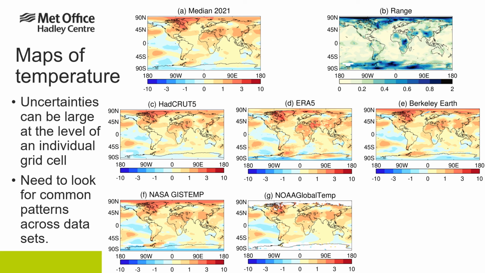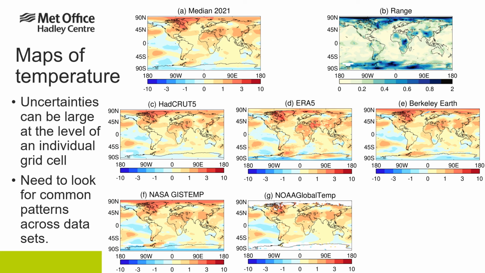So for example, if you look at Africa, you can contrast HadCRUT5 and ERA5, so panels C and D. You can see HadCRUT5 has an area of cooler than average temperatures, average in this case being 1981 to 2010, through Central Africa. And in contrast, ERA5 has above average temperatures, with the other data sets somewhere in between the two. So there are large local uncertainties.